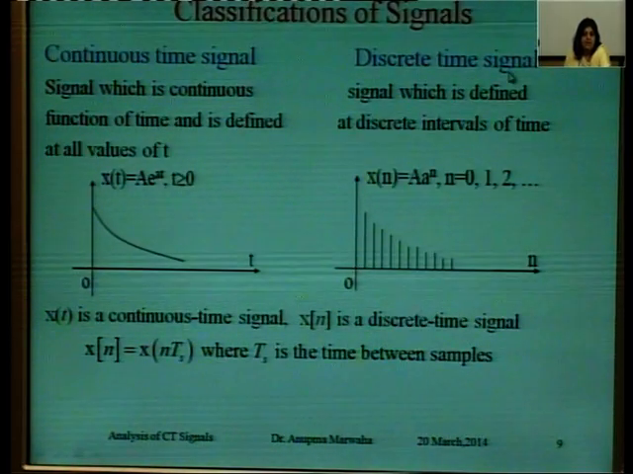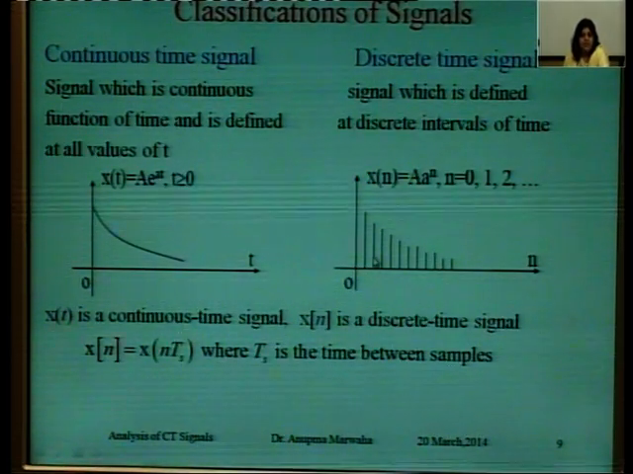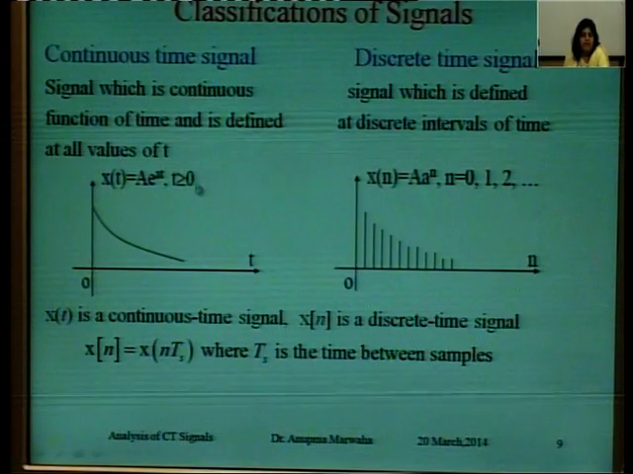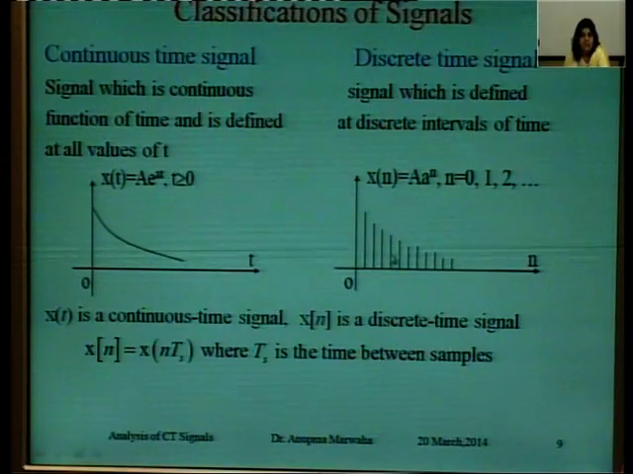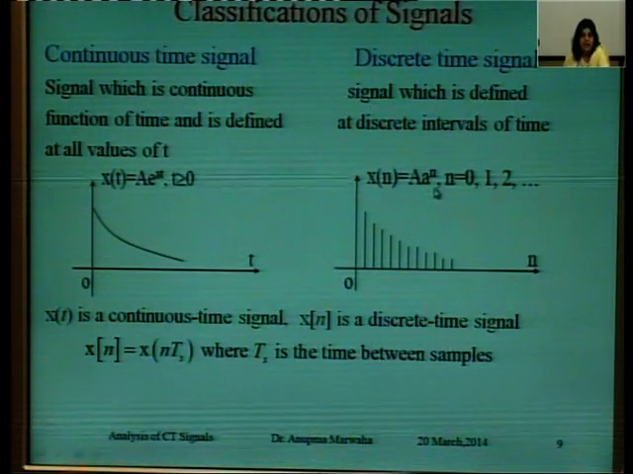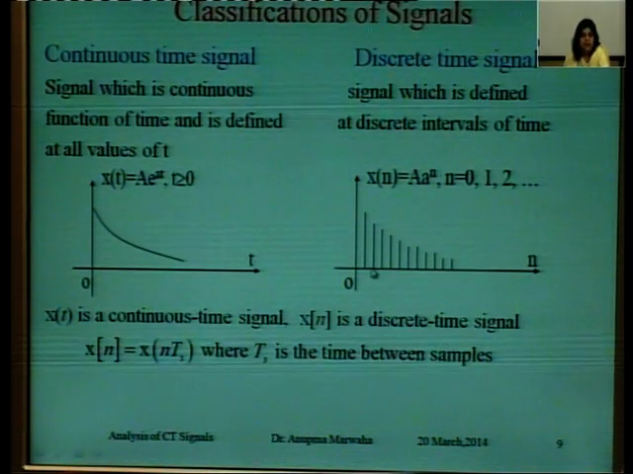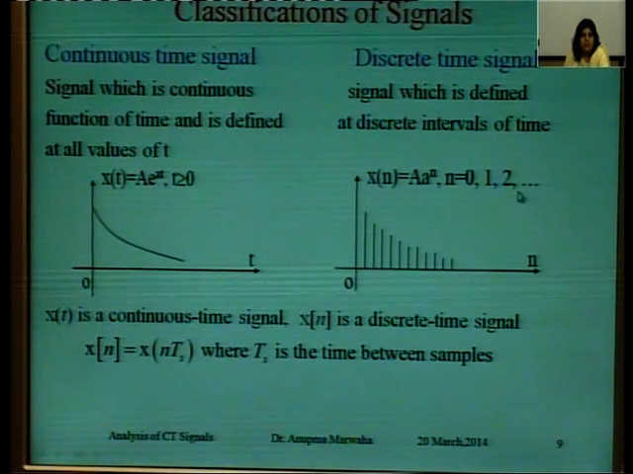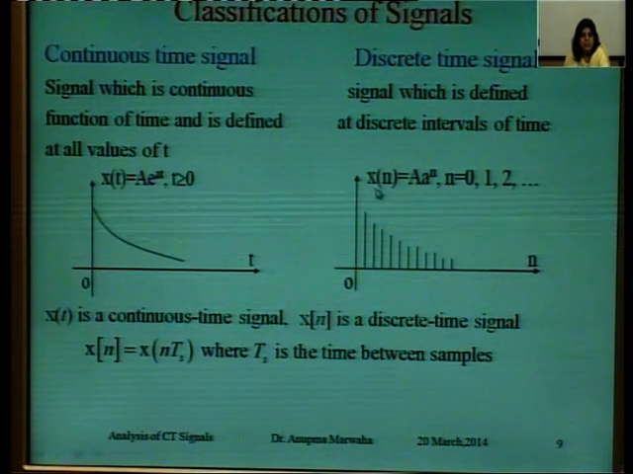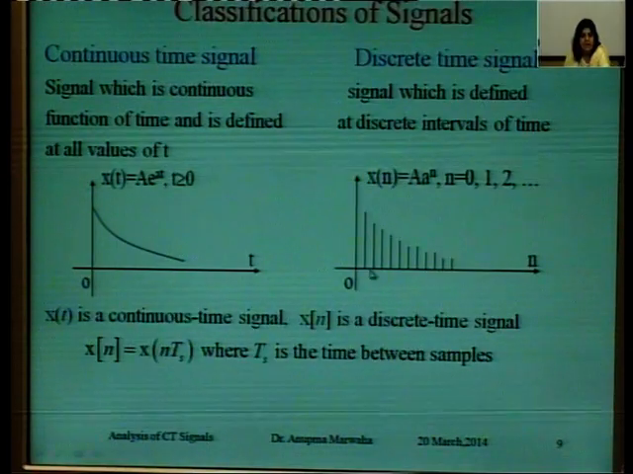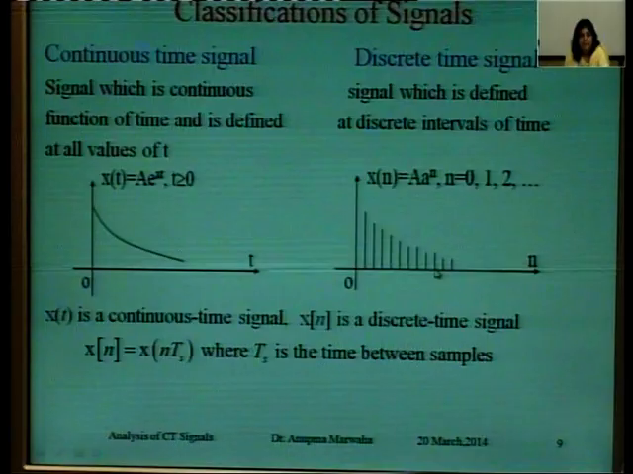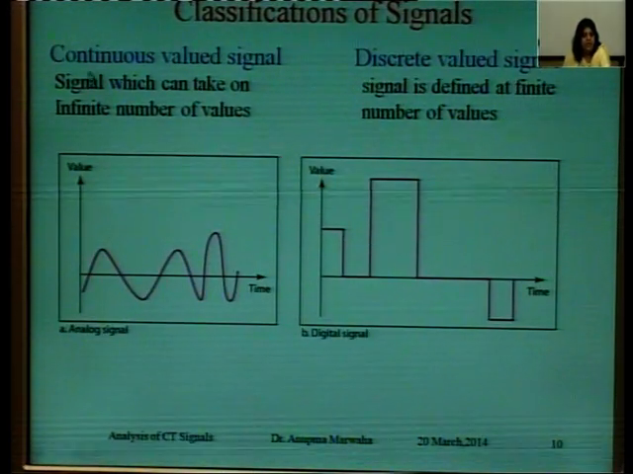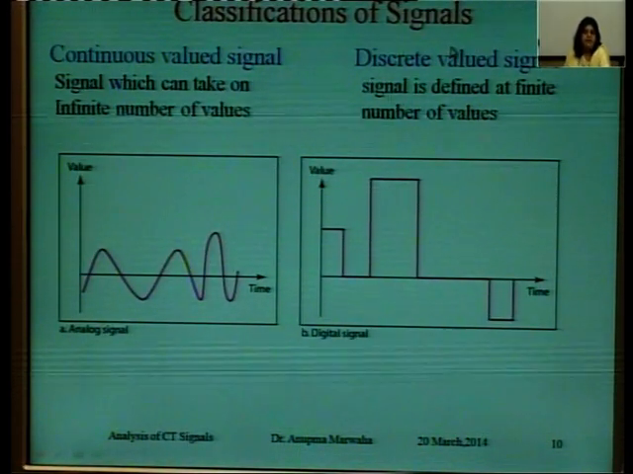Now, a discrete time signal is that which is defined at discrete intervals of time. So, again if we have the same exponential signal, then its corresponding discrete time sequence can be defined as a^n, where the value of n can be 0, 1, 2 and so on. That is, the value of the sequence x[n] is available only at discrete intervals of time.